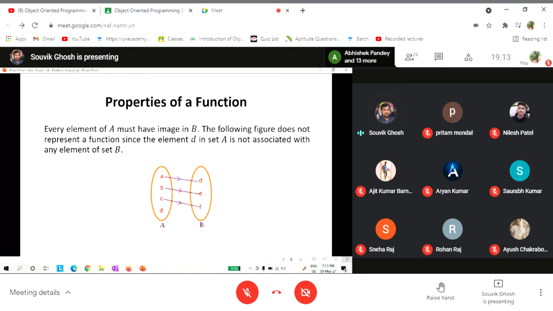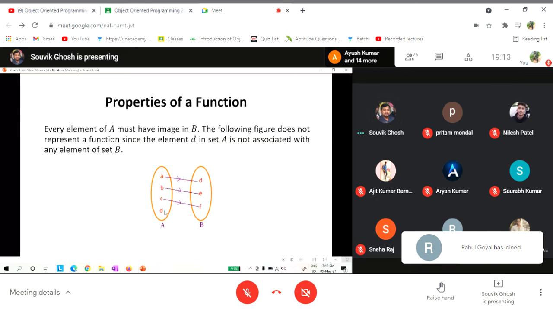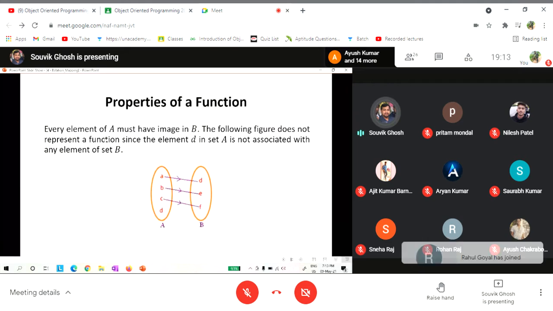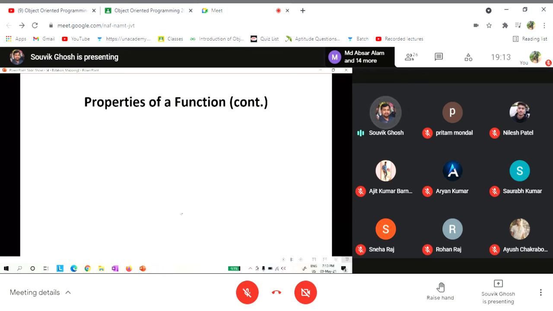So there is one picture we have, that is we have the set A, and we have a set B. You can see that A is related to D, B is related to E, C is related to F, but D is not related to anyone. But the definition says that every element of A must have image in B. Since D doesn't have any image in the set B, this is not a function. So every element of A should have one image in B. Since this condition is not satisfied, this figure does not represent any function.